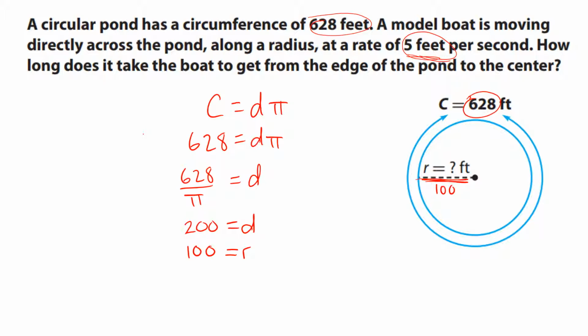Now, if we come back to the 5 feet per second, if it has to travel 100 feet and it moves at 5 feet per second, we divide by 5, and that means it's going to take 20 seconds to go from the edge to the center.